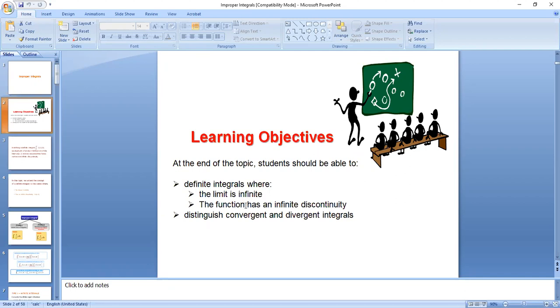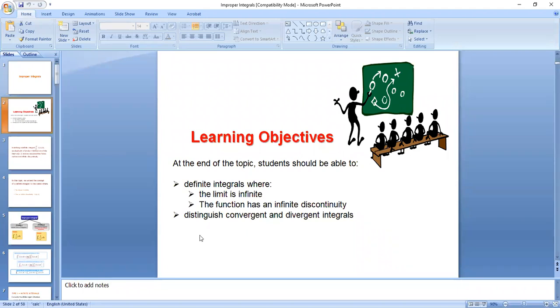There are two classes of improper integral. One is where your limit is infinite, and the other is when the function has an infinite discontinuity. I will first discuss the improper integral with limits which are infinite, and the second part we'll discuss next meeting, or probably I won't be able to cover totally the first part.